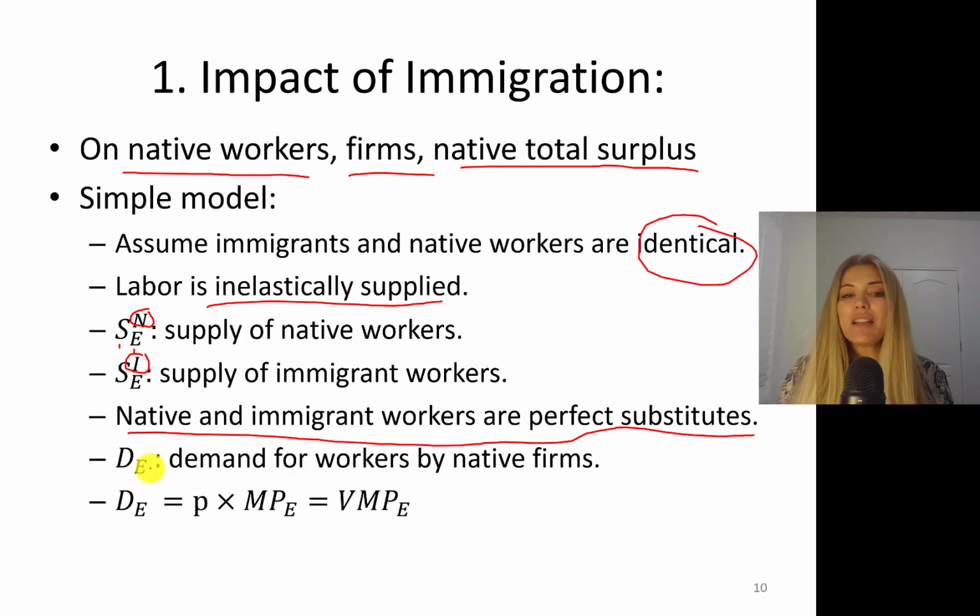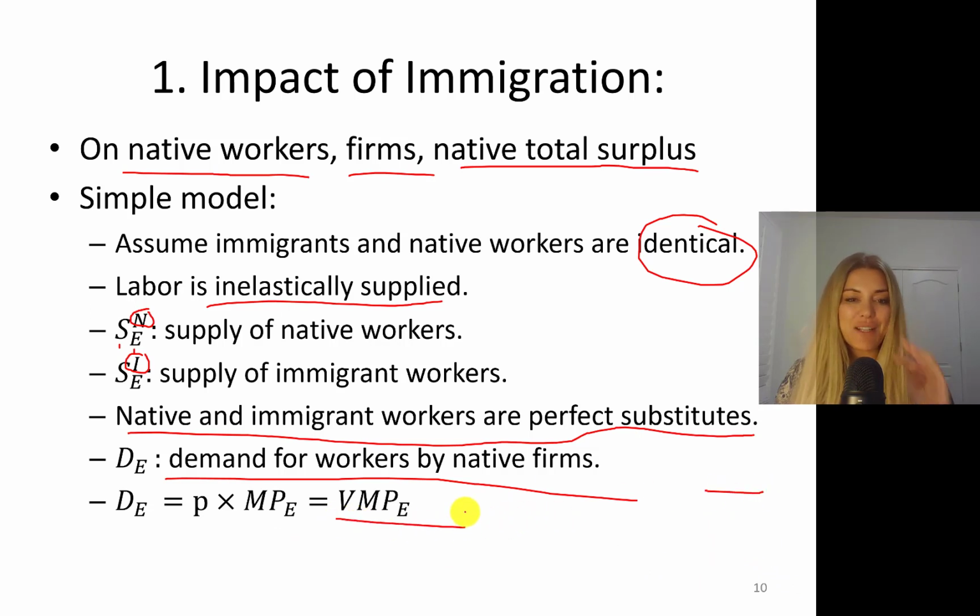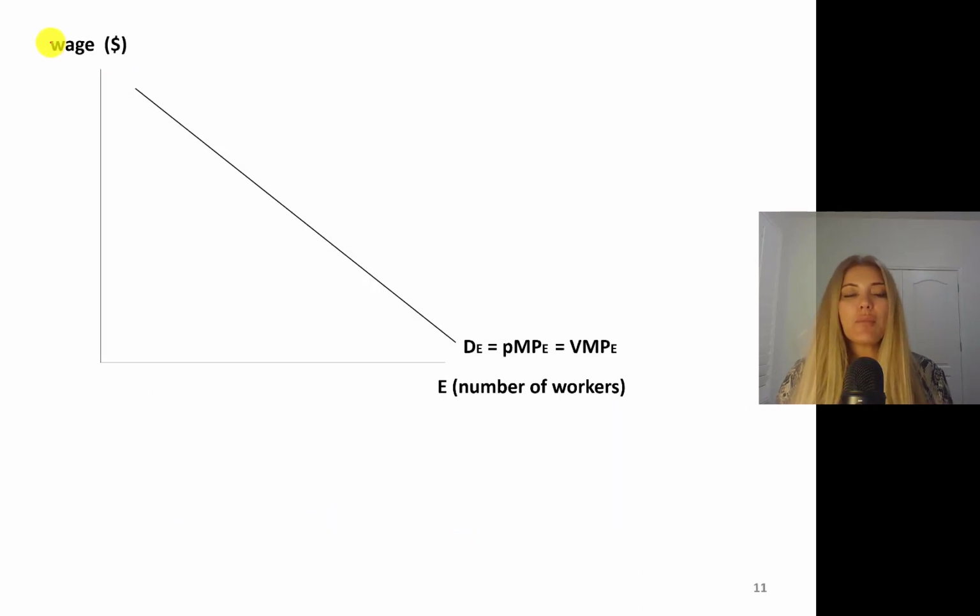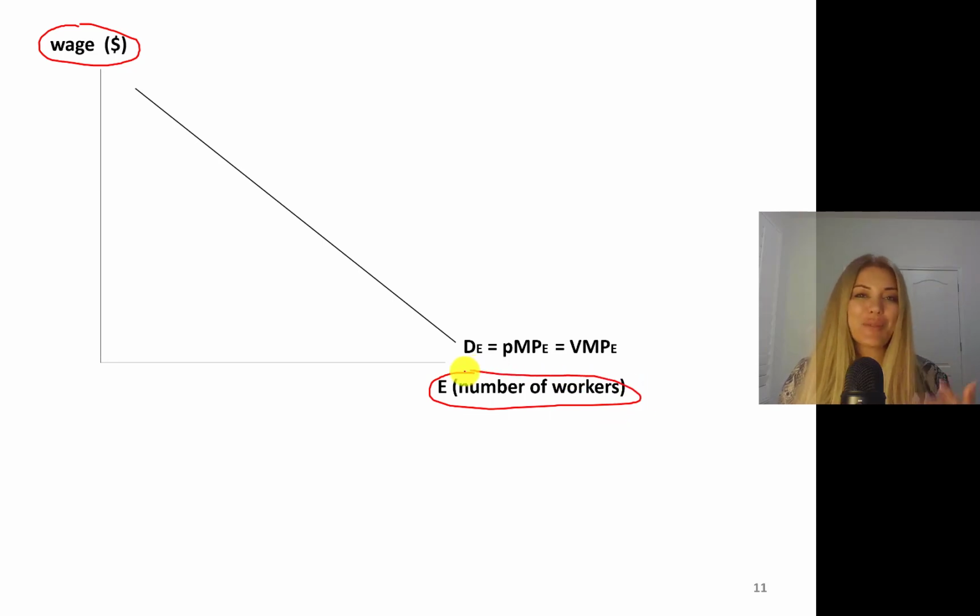So DE is the demand for workers by native firms. So this is the demand for workers for all American firms. And demand is determined by value marginal product of labor. If you don't know what this is, for sure go back to your chapter 3, labor demand chapter, price times marginal product of labor. So if we put wage on the y-axis like we always do, and employment here, number of workers, or it could be employment hours. This is the demand for workers, downward sloping demand curve, price times marginal product of labor or value marginal product.